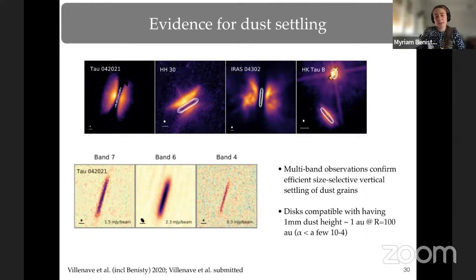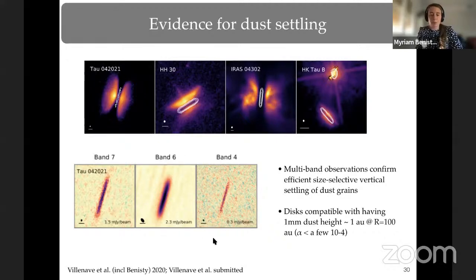And we can see in that example here in color, you can see the scattered light. I think this is in HST, so optical light probably. And in contour are the observations with ALMA. So what you can see is that in the HST data, we see the full vertical height of the disk, whereas in the millimeter, we see something that is really, really narrow vertically.